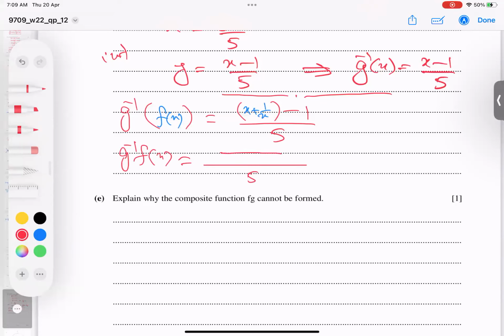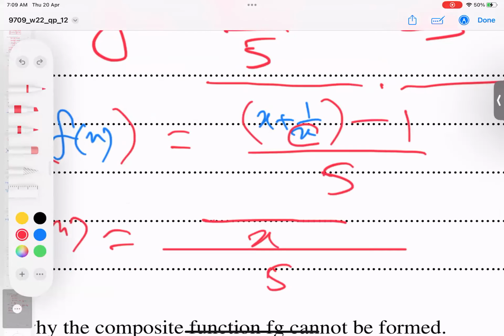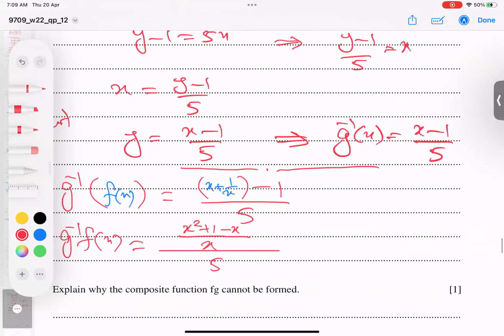Upper part LCM is x. So this x, okay, I show you what happened. This x multiplied by x gives x square, and this x multiplied by 1 gives you negative x. So I hope the point is clear. And now what is the next step?